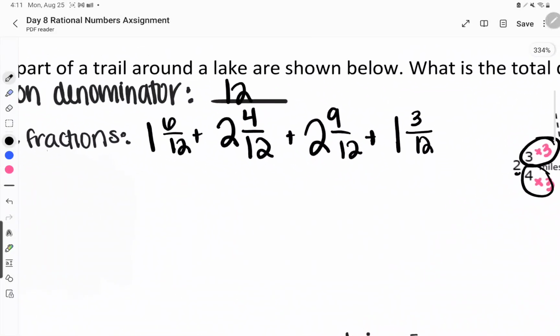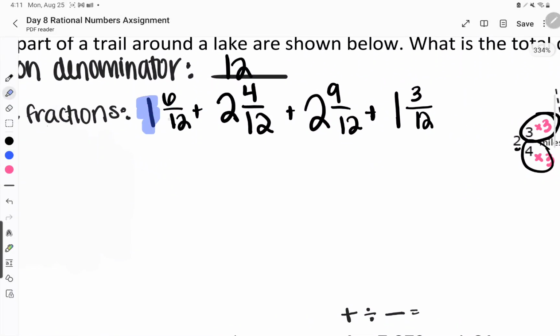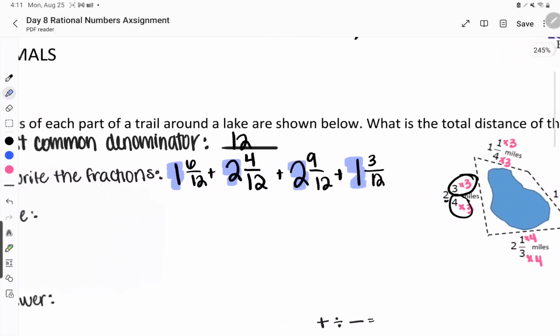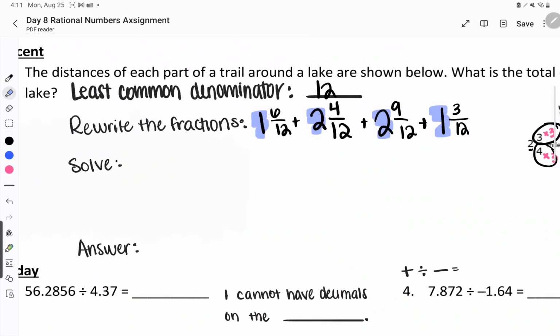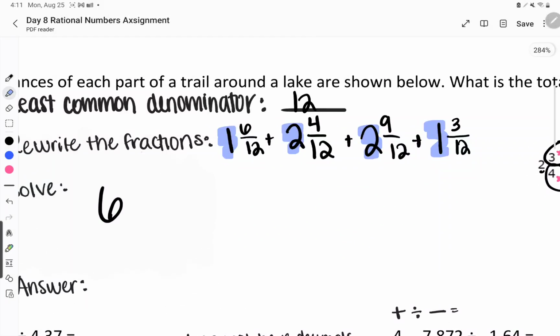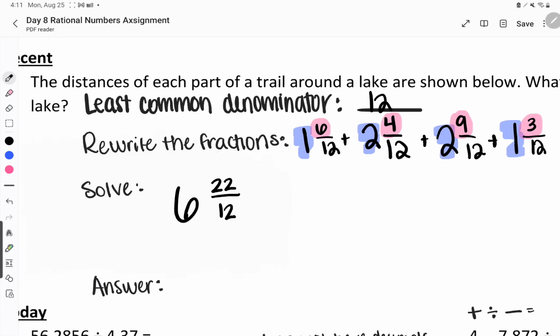I'm going to add all these up together now, so I start by adding my whole numbers. So I do 1 plus 2 plus 2 plus 1. Well, 1 plus 2 gives me 3. Plus 2 gives me 5, and then plus the final 1 gives me 6. So that's my whole number. Then after that, I add my numerators. So 6 plus 4 gives me 10. 10 plus 9 gives me 19. And then 19 plus 3 gives me 22 over 12.